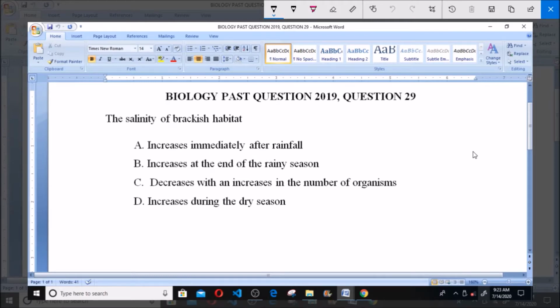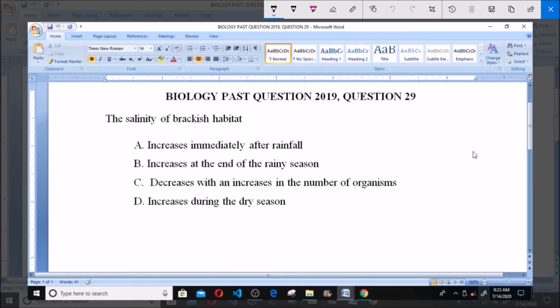Question 29. The salinity of brackish habitat: A. Increases immediately after rainfall. B. Increases at the end of the rainy season. C. Decreases with an increase in the number of organisms. D. Increases during the dry season.